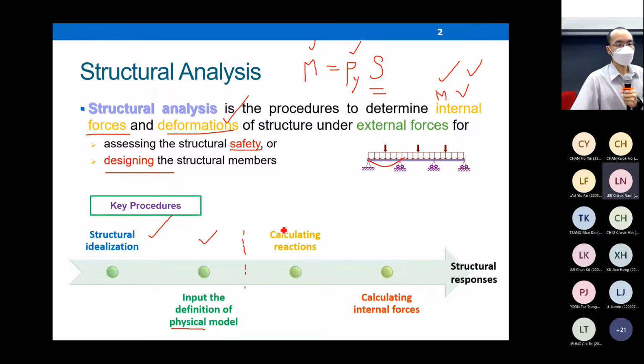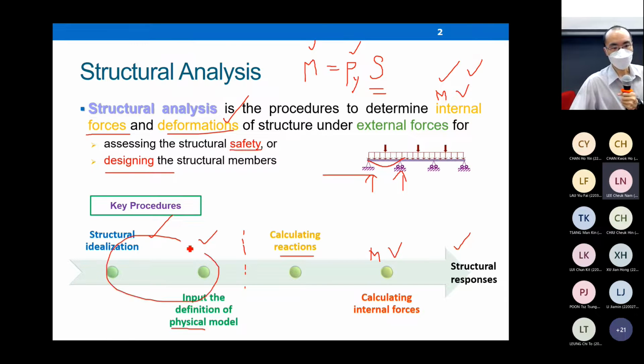And then after that, you can do calculations to first calculate the reactions, and then you can use the results to calculate the other internal forces like moment, shear force, axial force, depending on the nature of your buildings. And then you can calculate the other structural responses further, deflection or anything else. These are the normal procedures to conduct structure analysis. Define the problem, basically, and then do calculations.